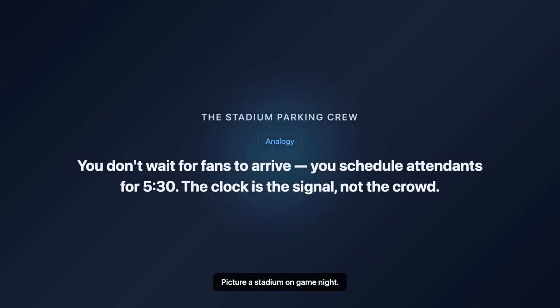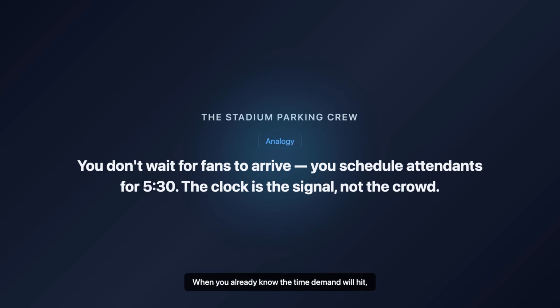Picture a stadium on game night. Management doesn't wait until cars start piling up at the gates to call in extra parking attendants. They know the game starts at 7, so they schedule the crew to arrive at 5:30 before the rush. That's the whole idea behind scheduled scaling. The signal isn't the size of the crowd, it's the clock.